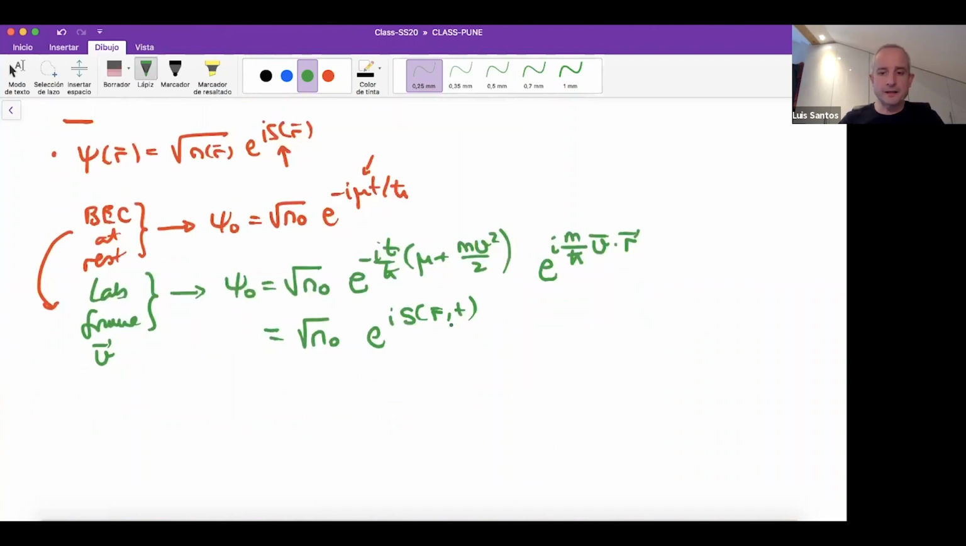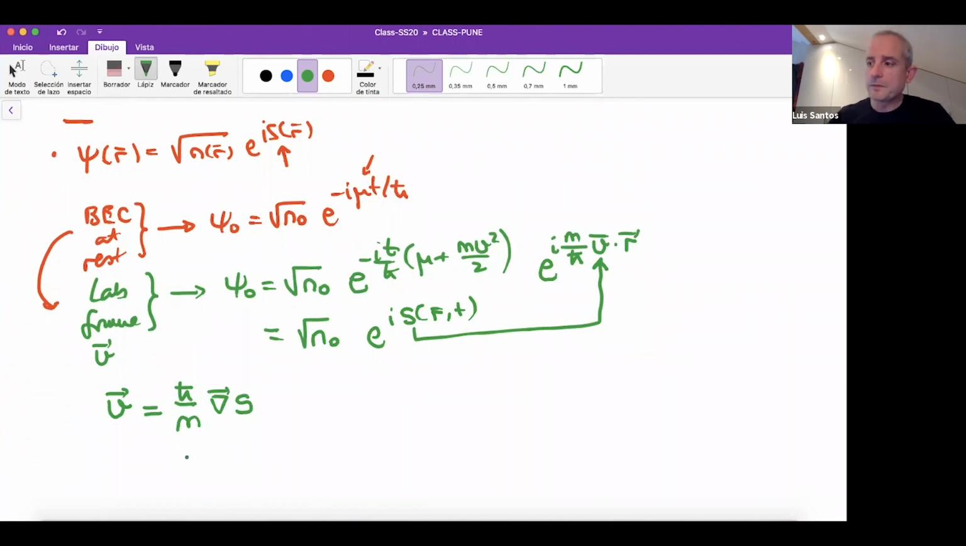But now you see that S and v are directly related, because v, which is the velocity of the superfluid flow that we will have here, is just h bar over m times the gradient of the phase. And recall that this is actually the flow velocity we got from the hydrodynamic equations, right? So the superfluid velocity is this condensate flow velocity that we discussed before.